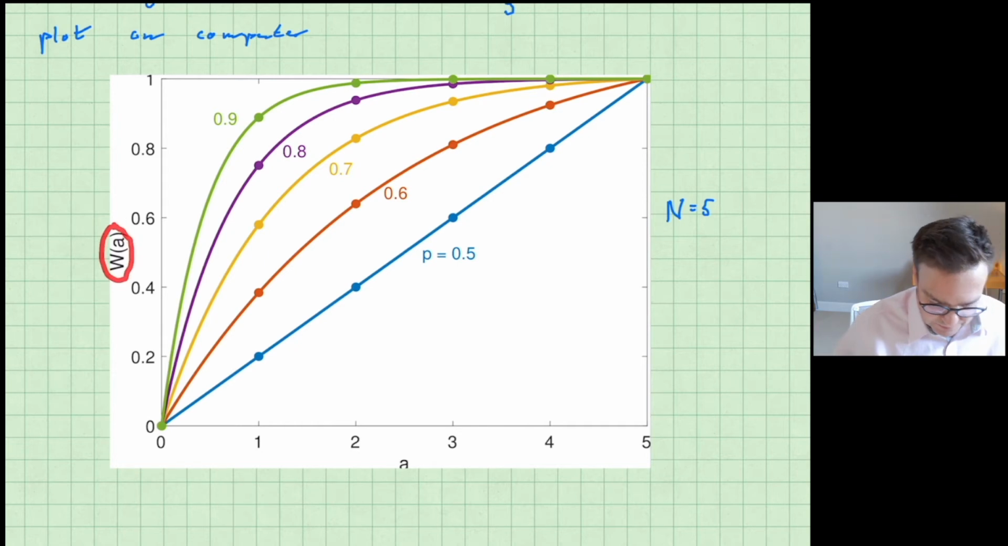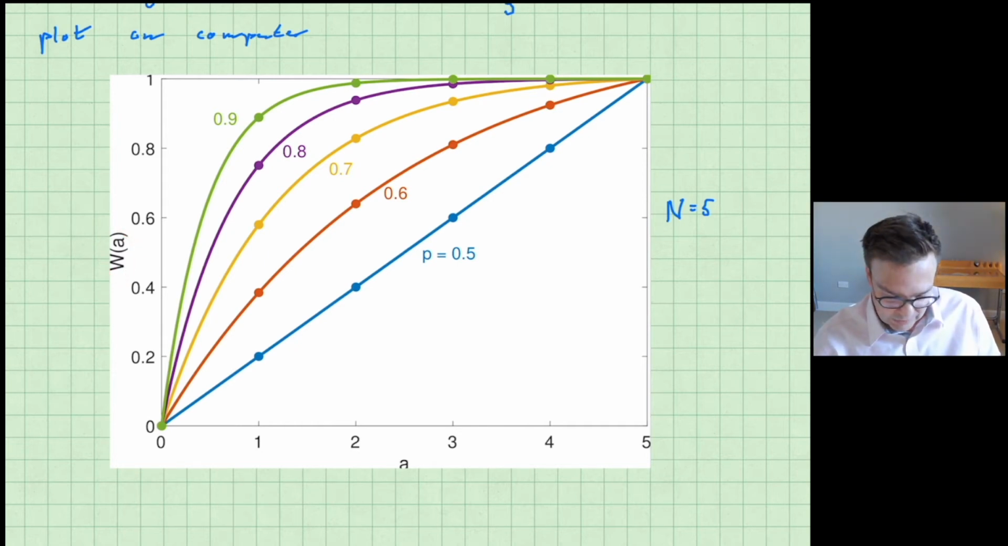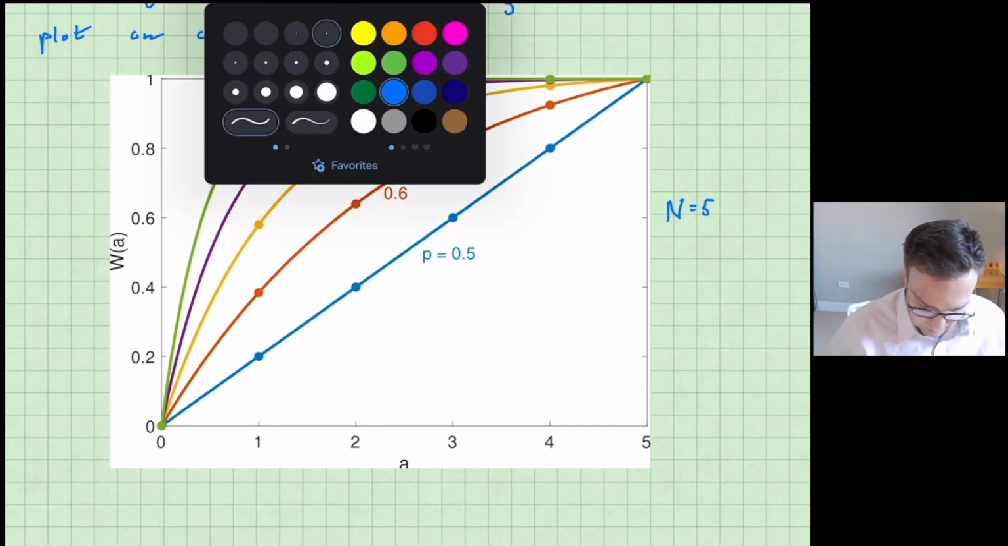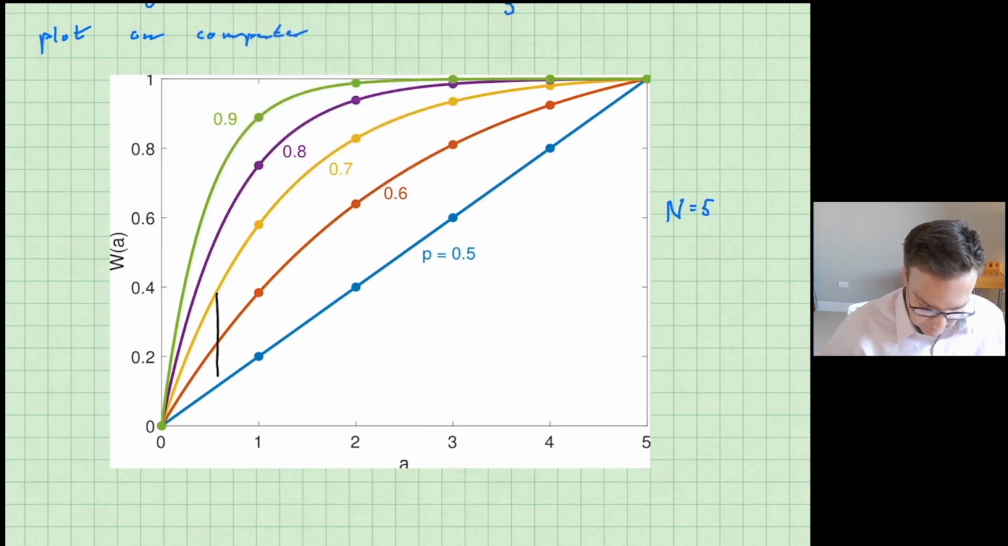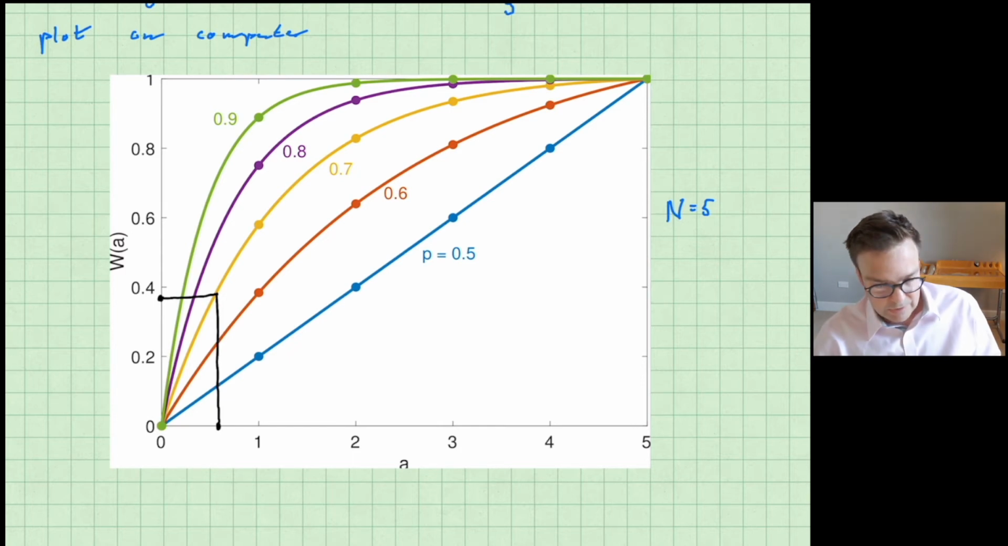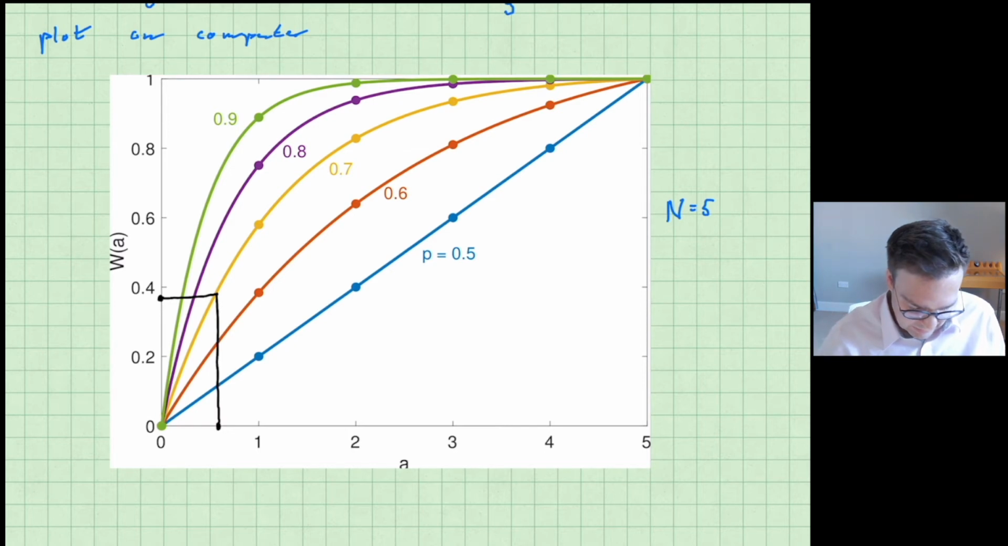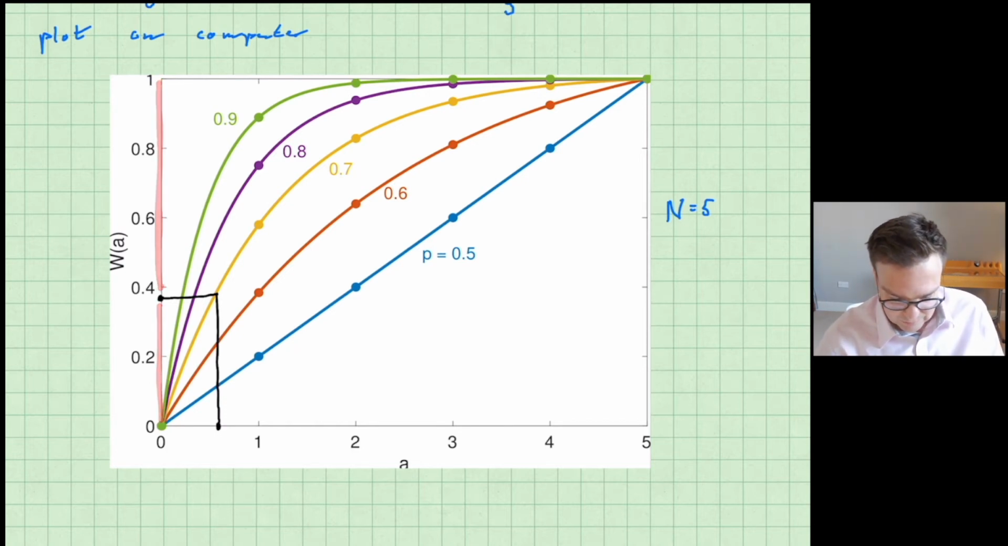It's also worth pointing out that this is the probability of A winning. If you picked one particular value, let me plot in a different color, let's say you had this value of A here, which looks like it's about 0.6 or so. Then the probability of winning for A would be around 0.38 or so, or 0.37, something like that. And so if this is the probability of A winning, then this is the probability of B winning, just this excess up here. And so you should be able to work through that.